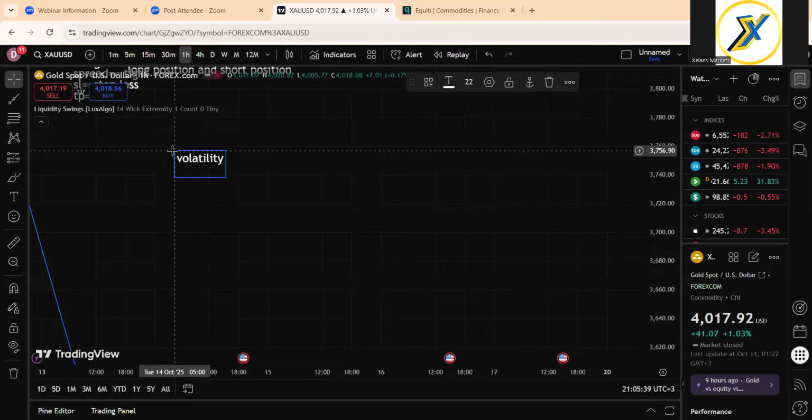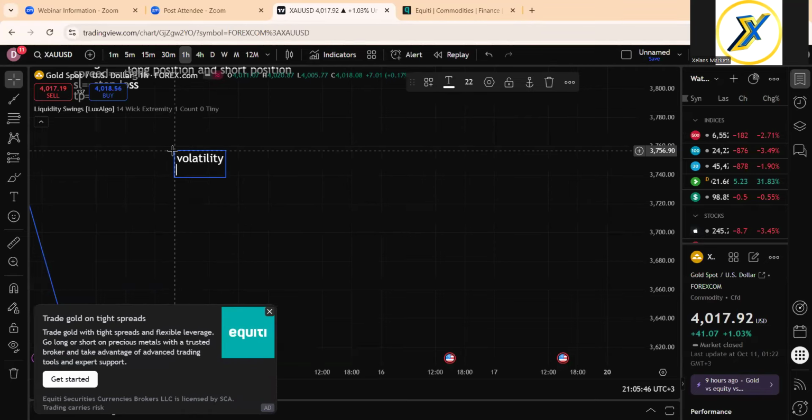Volatility is how fast or how much the price basically moves. If a currency pair has a high volatility, for example, gold or the Nasdaq, we say that they are highly volatile. If they don't move as much or they have slower movements, that is what we call lower volatility.